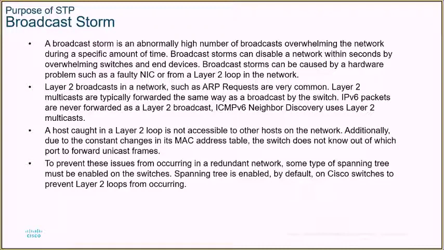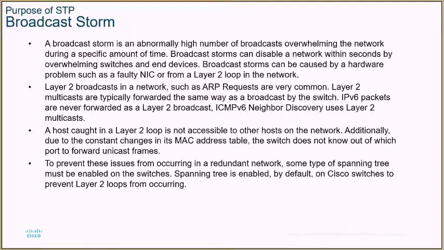A broadcast storm is an abnormally high number of broadcasts overwhelming the network during a specific amount of time. Broadcast storms can disable a network within seconds by overwhelming switches and end devices. Broadcast storms can be created by hardware problems such as a faulty NIC or from a Layer 2 loop in the network. Layer 2 broadcasts in a network such as ARP requests are very common. Layer 2 multicasts are typically forwarded the same way as broadcasts by the switch. IPv6 packets are never forwarded as Layer 2 broadcast. ICMP version 6 neighbor discovery uses Layer 2 multicasts. So the end result's much the same.